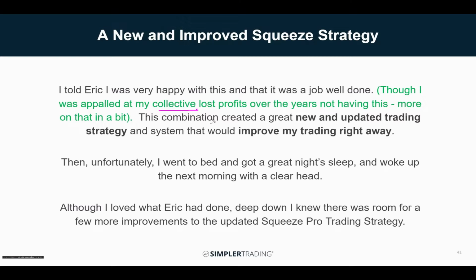But when we were able to look at the stats tool, I kind of threw open my mouth a little bit. So this combination created a great new and updated trading strategy and system that would improve my trading right away. But I also realized that had I had this for the last 10 years, I would have made a lot more money, especially on the names that I like to trade, like Amazon. So at this point, I thought it was a done deal.